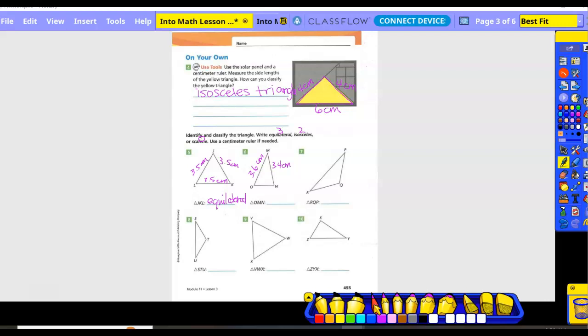Okay. How long is ON? 2 centimeters. Okay. So what type of triangle is that? Scalene. Like I said, you can pretty well see that by looking at it, but when you go to measure, you have to be precise and not just do an about. All right? Measurement.